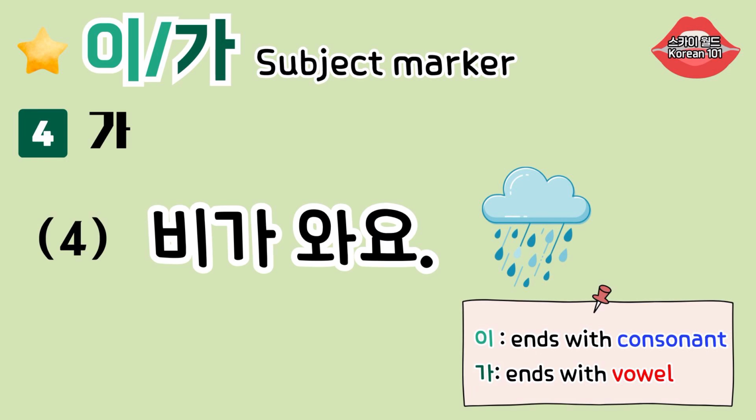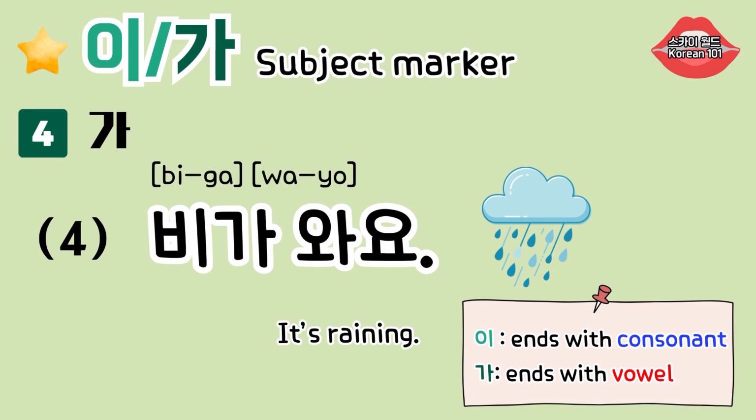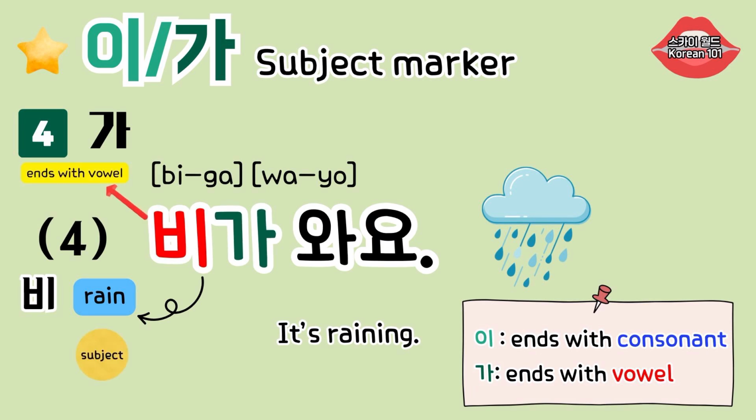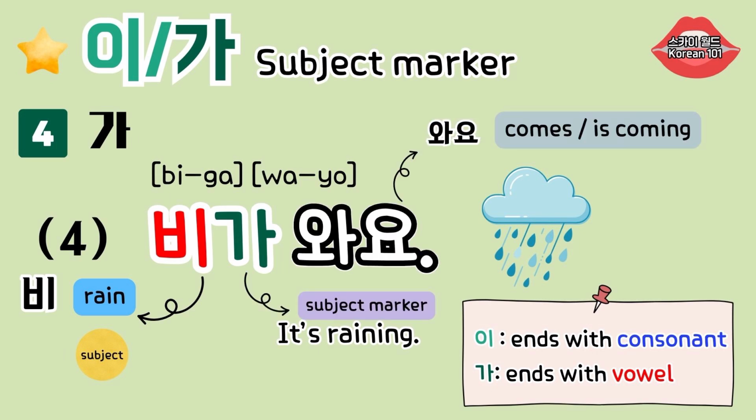비가 와요. It's raining. 비 means rain. The word 비 ends with a vowel, so we use the subject marker 가. And 와요 means comes or is coming. So what does 가 mean in a sentence? It answers who or what. So what is coming? The rain. 비가 와요. It is raining.